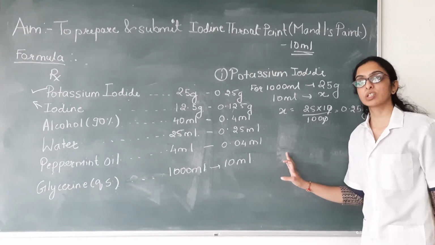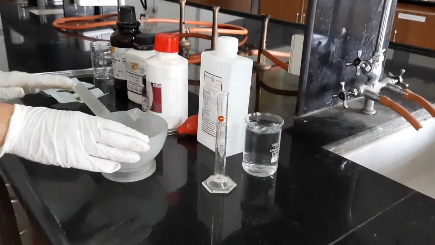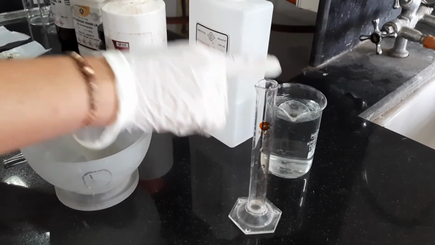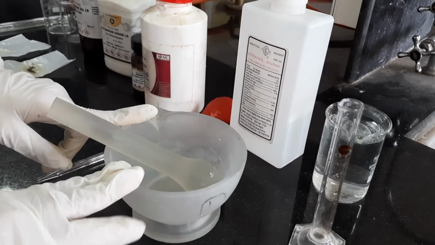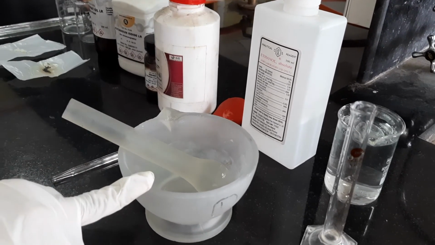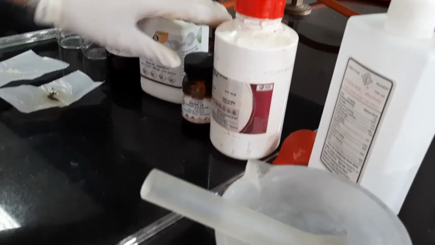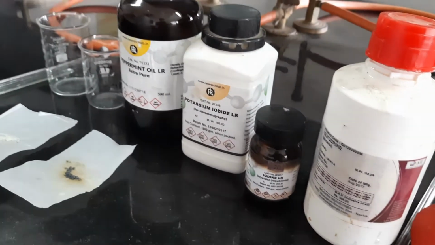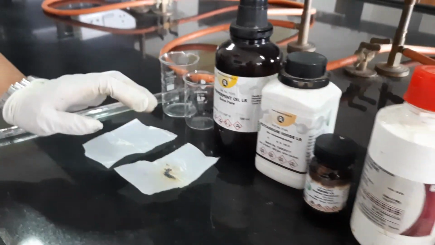So let's see the procedure. Now we will see the requirements. The requirements for the practical are: this is the measuring cylinder, this is the water, then a glass mortar and pestle, as we are going to prepare the iodine preparation. If we use a normal mortar and pestle, then it will stain. Then alcohol, this is glycerin, pipette, iodine, potassium iodide, peppermint oil, beakers, and glass rod. Now we will perform the practical.